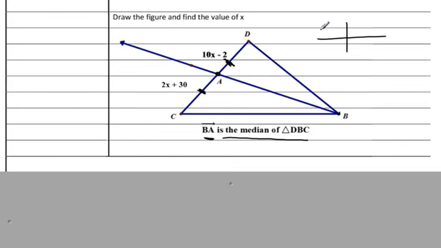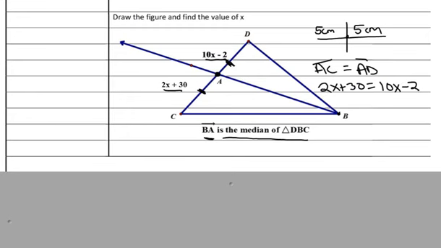So if you cut something in half, let's say one side is 5 centimeters, then the other side would also have to be 5 centimeters. If this is the midpoint, you've got two equal parts. So algebraically, if we're given two expressions, 10x minus 2 and 2x plus 30, and this is the median, then we would say that segment AC would be equal to segment AD. And if segment AC is equal to AD, then the 2x plus 30 will hold the same value as 10x minus 2.